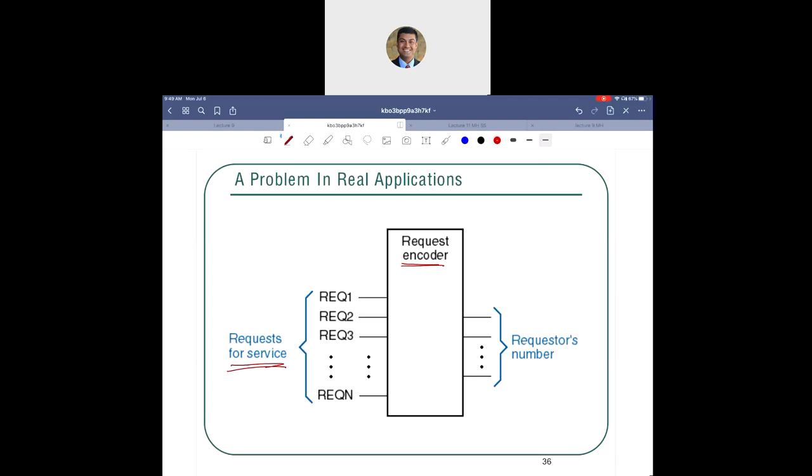So, if requester 2 says, I need service, you will give them the number 2. If requester 3 comes in and says, I need service, you will give them the number 3, and so on. So that's a real application of how you could use an encoder. Depending on which input becomes active, at the output side, you will have a number, maybe 10 or maybe 11 and so on, like a binary number.